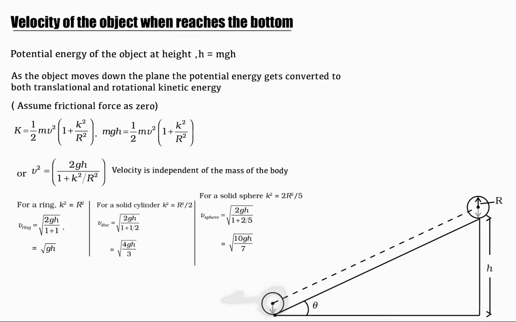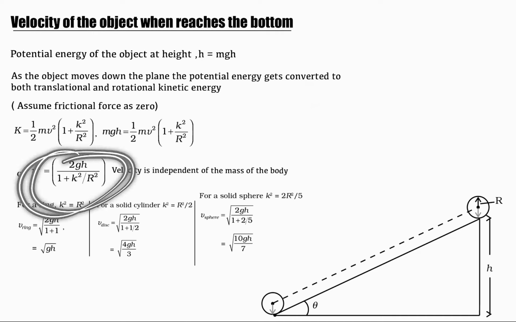We all know the object will have both rotational kinetic energy and translational kinetic energy. Hence, the kinetic energy at the very bottom will be equal to half mv square into 1 plus k square divided by r square, which is equal to mgh. So mgh is equal to half mv square into 1 plus k square divided by r square. So v square will be equal to 2gh divided by 1 plus k square divided by r square.